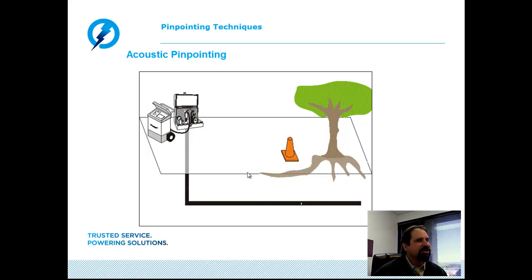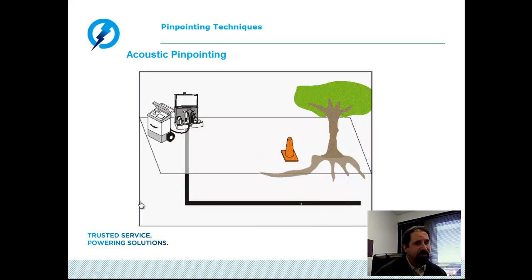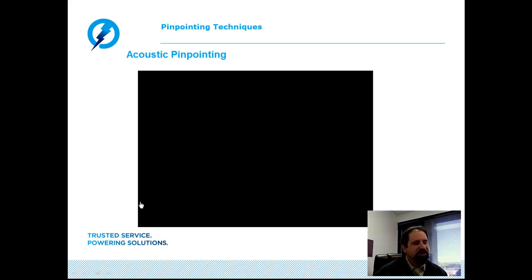We also have other distractions that may occur in the region where we're thumping. One of these distractions may be kids in the neighborhood playing with basketballs. Maybe trucks and cars driving down the road, causing a lot of background noise. So acoustic, although a relatively straightforward, simple technique, could lend itself to some problems all by itself.